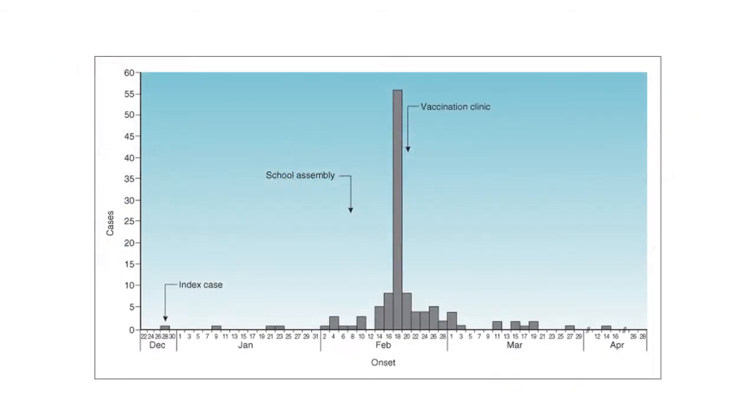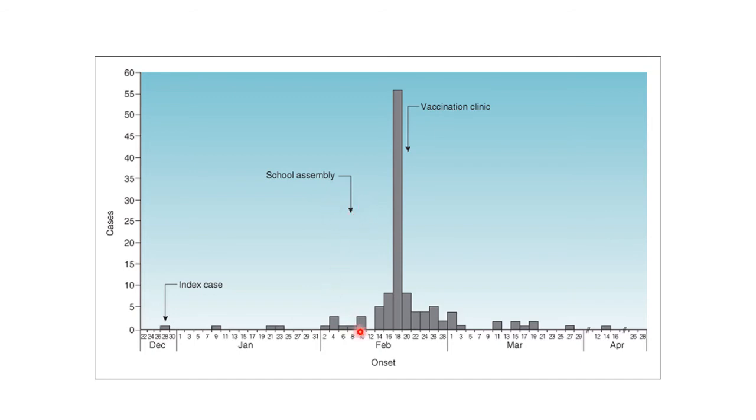Looking at this again, the time frame is broken up into every 2 days on the x-axis. There was the index case that occurred, and a few other random cases that pop up here and there after this initial exposure. And all of a sudden there's a school assembly, which you can consider a common source exposure.